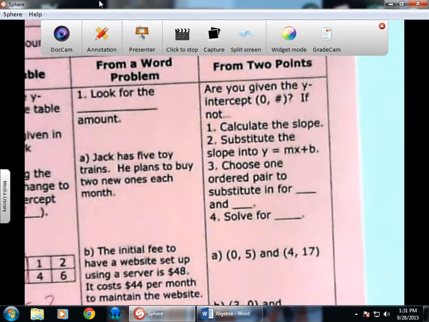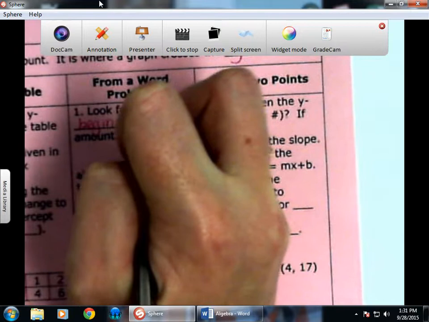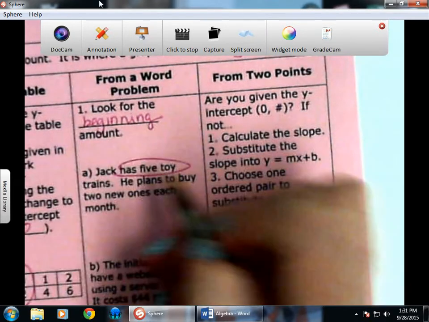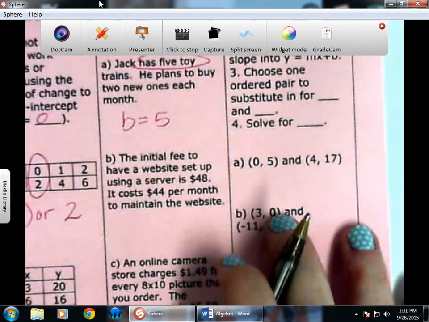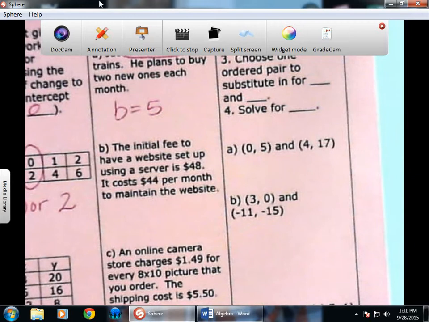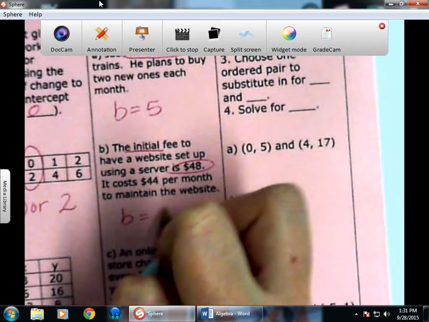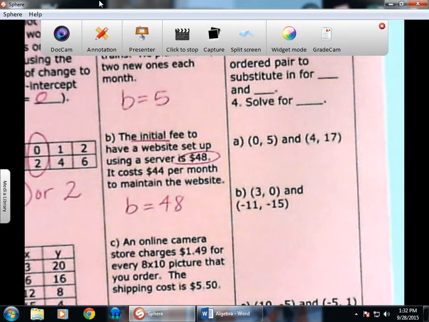So, from a word problem, the y-intercept is your beginning amount. So, example A, Jack has 5 toy trains. He plans to buy 2 new ones each month. He has, right now, 5. That's what he's starting with. So b is 5. Example B, the initial setup fee to have a website using the server is $48. Costs $44 per month to maintain the website. So the initial fee is $48. So b is 48. Okay, example C, just to complete on your own, pause the video.